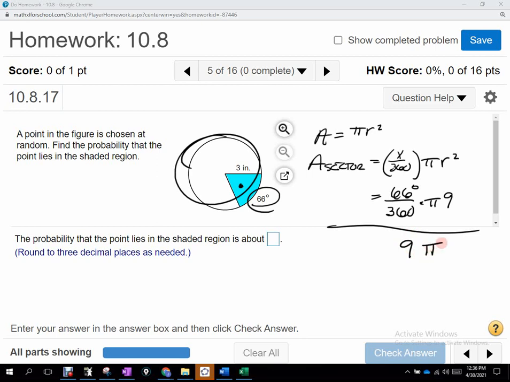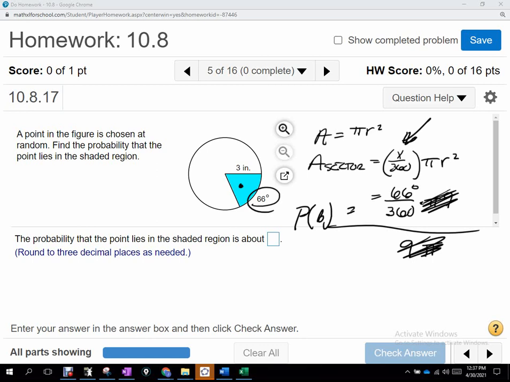9 pi. So the probability of landing in the blue is the area of the sector divided by the area of the circle. What's going to happen with the 9 pi's? Don't they cancel each other out? And what are you left with? You're left with that ratio right there, 66 over 360, which is telling me it's the proportion of the entire circle, right? Does that make sense? Okay.